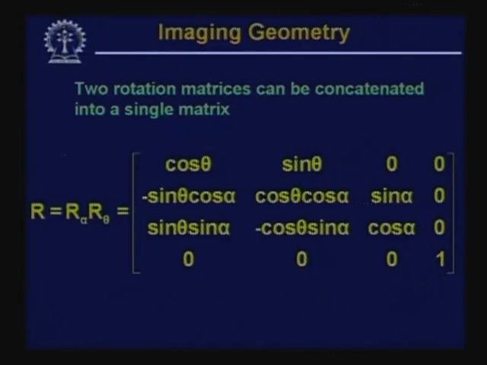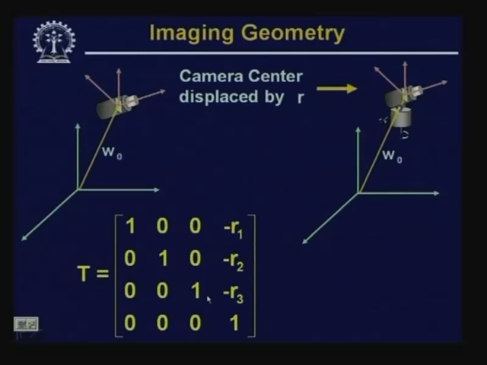So far we have applied one displacement and two rotation transformations, r theta and r alpha. Now, find that this r theta and r alpha can be combined into a single rotation matrix R, which is equal to r alpha concatenated with r theta, and the corresponding transformation matrix R will be given by cosine theta sin theta 0 0, then minus sin theta cosine theta sin alpha 0, then sin theta sin alpha, minus cosine theta sin alpha, then cosine alpha 0 and then 0 0 0 1.